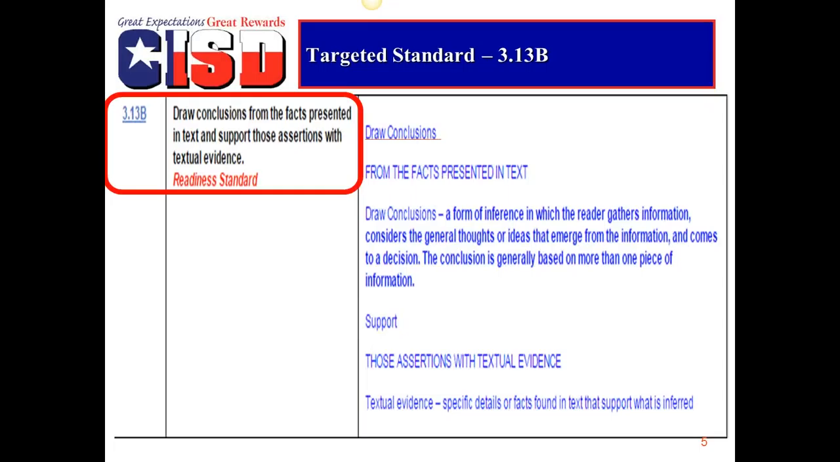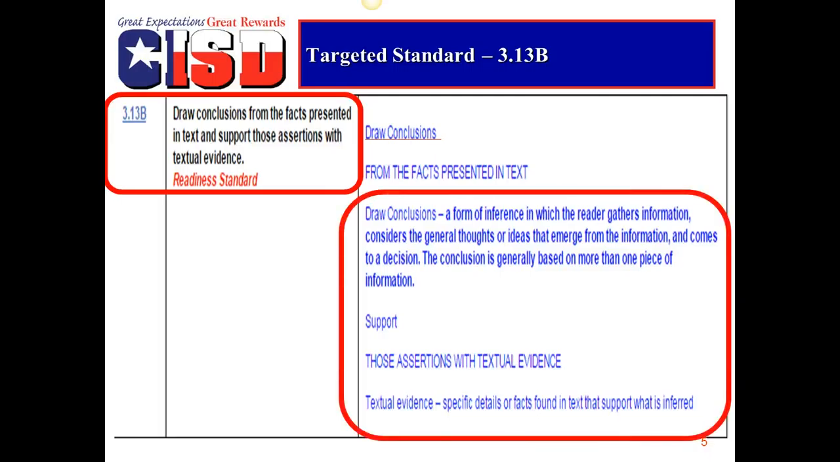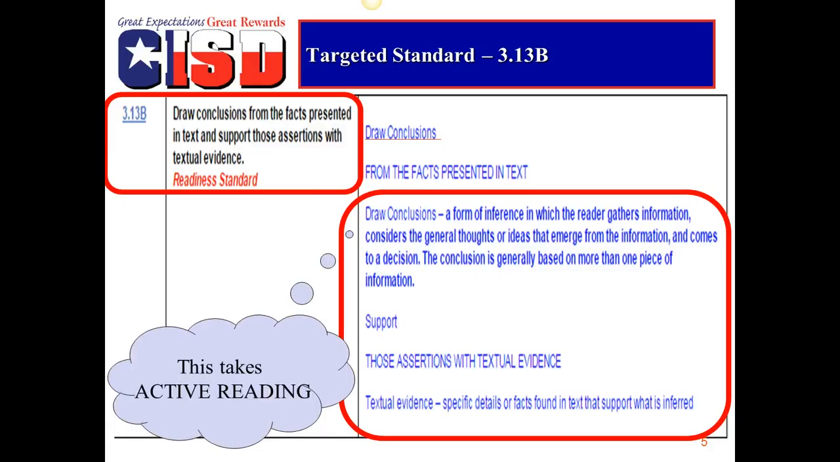3.13b reads, draw conclusions from the facts presented in text and support those assertions with textual evidence. In this standard, drawing conclusions is described as a form of inference in which the reader gathers information, considers the general thoughts or ideas that emerge from the information, and comes to a decision. The conclusion is generally based on more than one piece of information. The student must be able to gather information and determine its importance. This is an active reading skill.